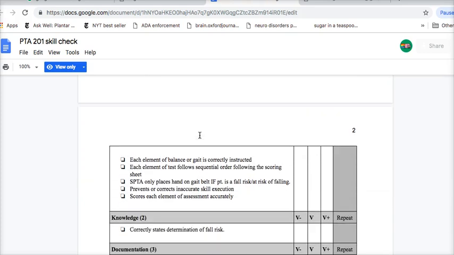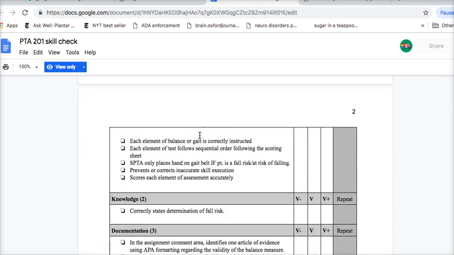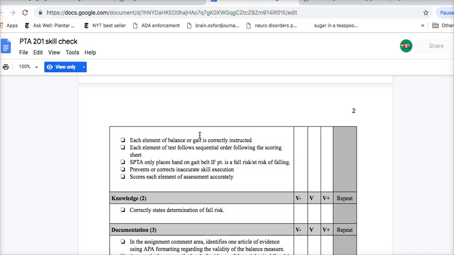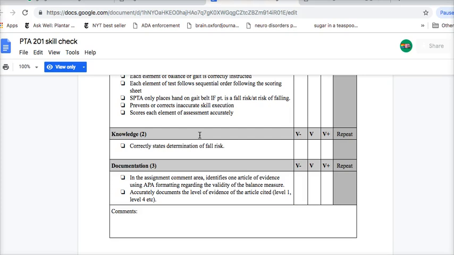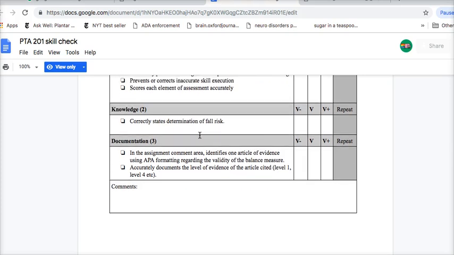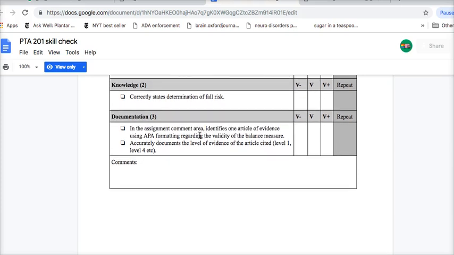The skill is worth half of the points: correctly going through and, in sequential order, administering the test or the assessment and scoring that assessment correctly. At the end, correctly determine if they are a fall risk, or what their score is and where they fall, whether it's a concern or not, according to the instrument's scoring rubric.